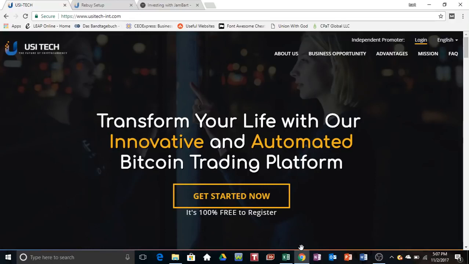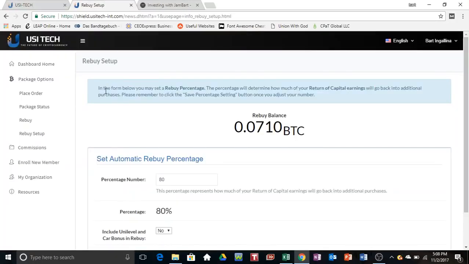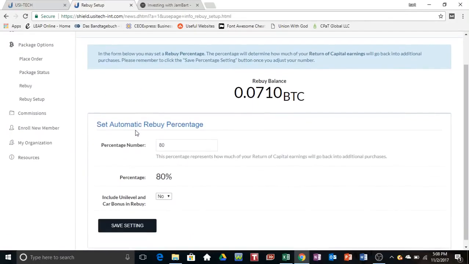Now, USI Tech has some new things going on with their website that allow you to change up your investment strategy, if you want to try to get different results. So I developed a calculator to help you figure out what exactly your results would be based on the new things that USI Tech is offering. When I talk about the new things, I'm talking about their rebuy percentage setup.